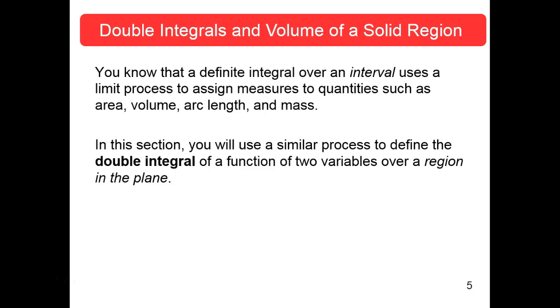So let's first look at double integrals and volume of a solid region. You know that a definite integral over an interval uses a limit process to assign measures to quantities such as the area, volume, length, arc length, mass, whatever. In this section, you use a similar process to define a double integral of a function of two variables over a region in the plane. So let's say we have a region here in the plane, and you've got x going this way, y going this way, and we'll do the integral over that region down there.